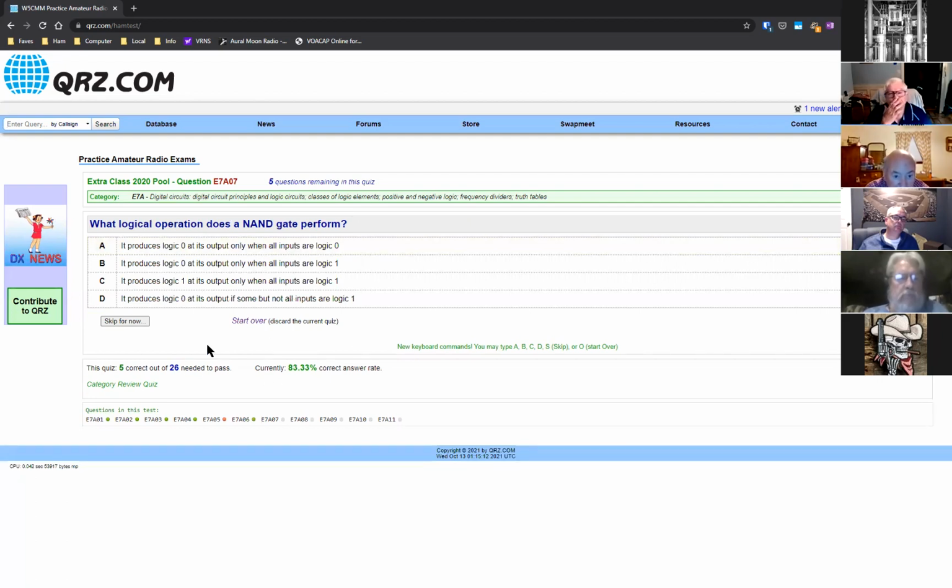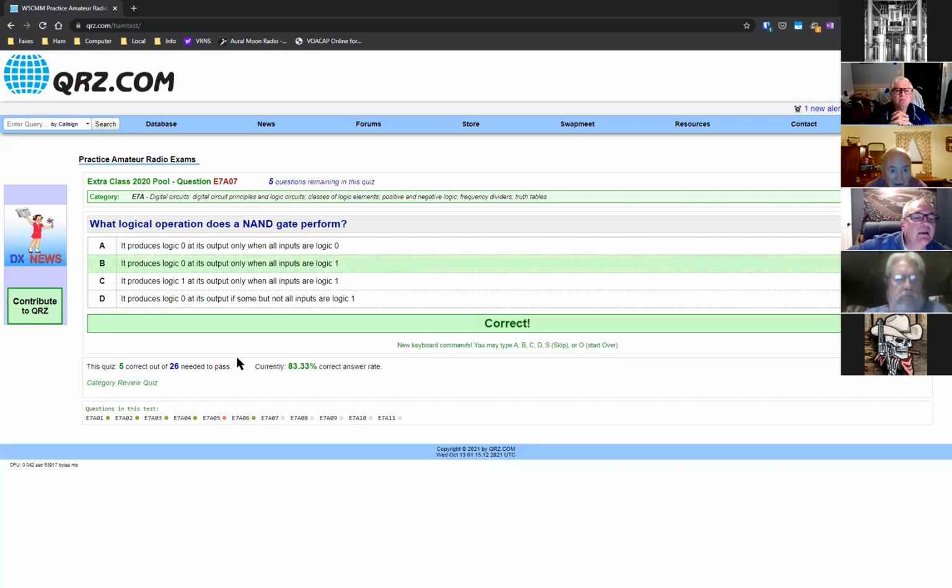What logical operation does a NAND gate perform? It should produce 1 everywhere except where both inputs are 1. So whatever one that translates to. B. Yeah, so I believe it's B.